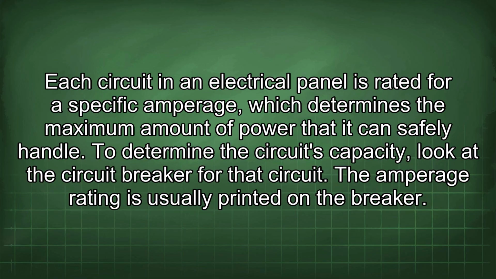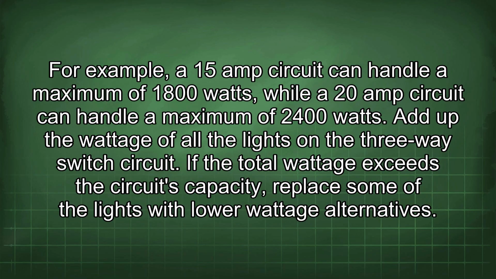Each circuit in an electrical panel is rated for a specific amperage, which determines the maximum amount of power that it can safely handle. To determine the circuit's capacity, look at the circuit breaker for that circuit. The amperage rating is usually printed on the breaker. For example, a 15 amp circuit can handle a maximum of 1800 watts, while a 20 amp circuit can handle a maximum of 2400 watts. Add up the wattage of all the lights on the three-way switch circuit. If the total wattage exceeds the circuit's capacity, replace some of the lights with lower wattage alternatives.